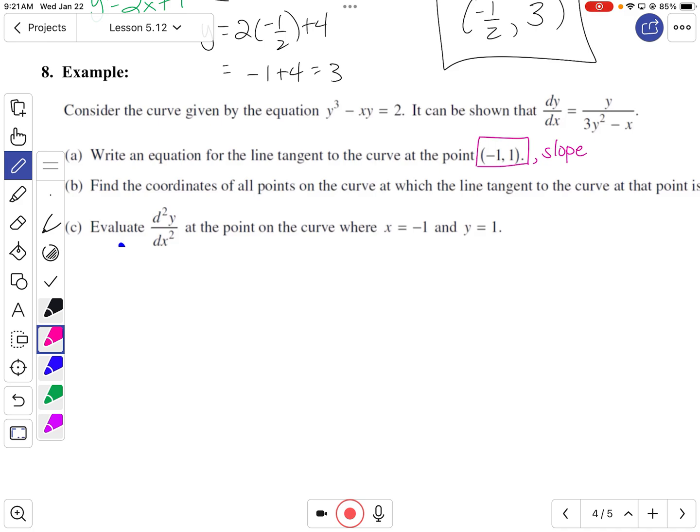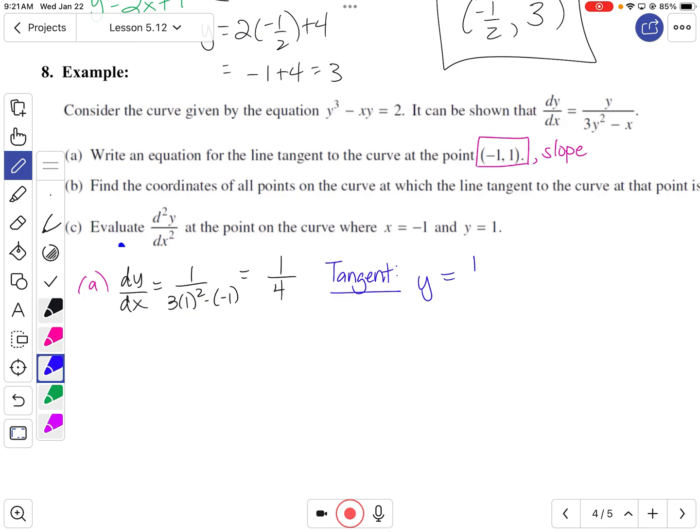Okay, so for part A, we're going to find that dy dx is going to equal 1 over 3 times 1 squared minus negative 1, or 1 over 4, right? So my tangent equation: y equals 1/4 x plus 1 plus 1. Okay, that would be worth 1 point. All right, because they gave you everything but the slope.